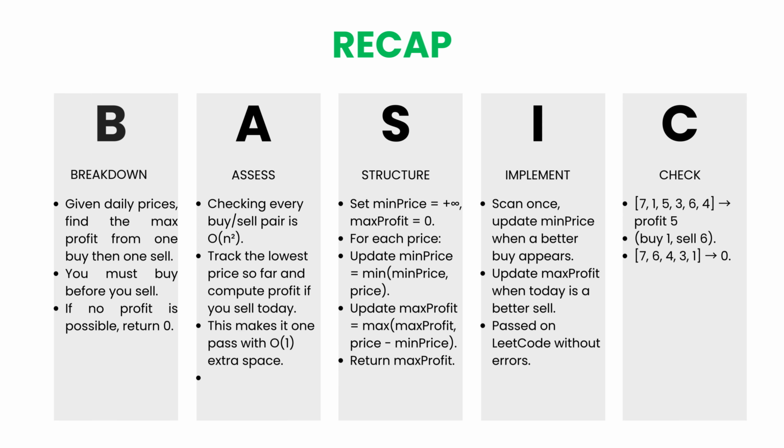For a rising opportunity like 7, 1, 5, 3, 6, 4, the logic correctly identified the best outcome. Buy at 1, sell at 6, for a profit of 5. And for a declining sequence, like 7, 6, 4, 3, 1, it correctly returns 0, confirming the strategy handles both profit and no profit scenarios correctly.